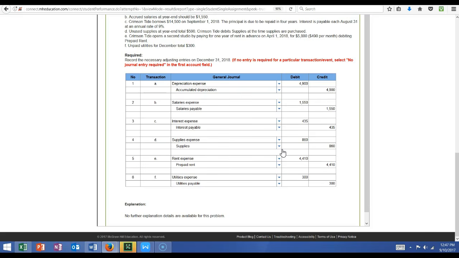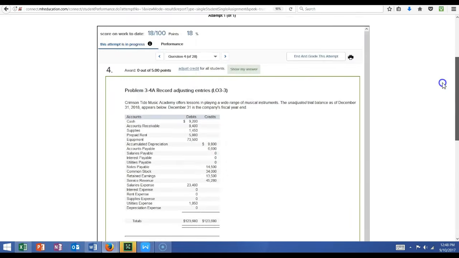Next, the last one just says unpaid utilities is $300. We show utility expense of $300. We credit utilities payable of $300.